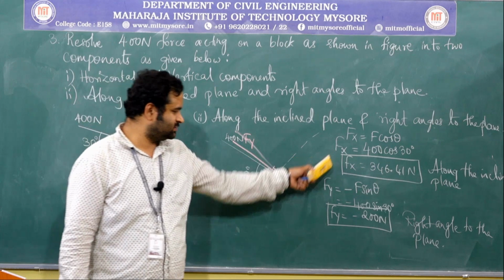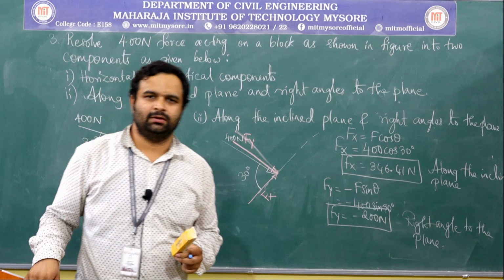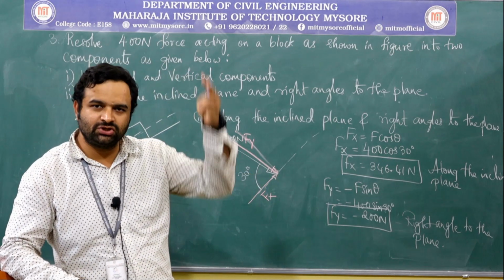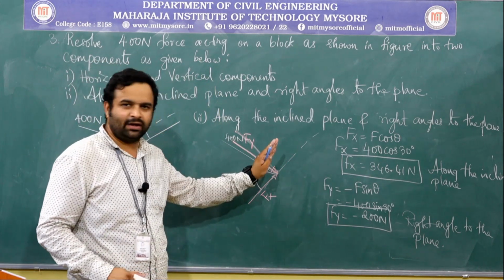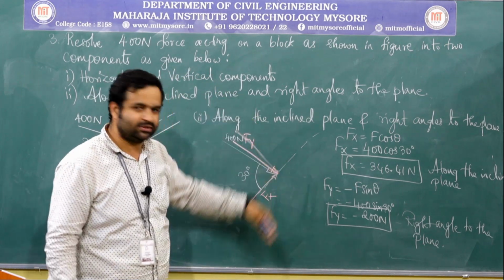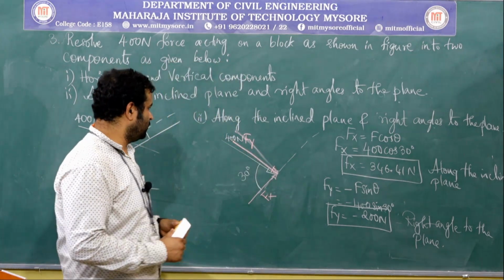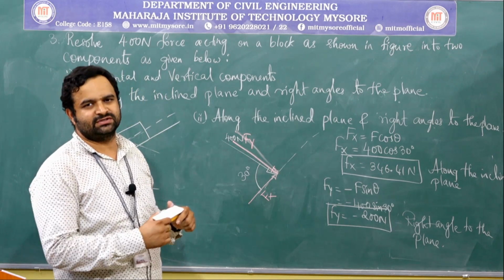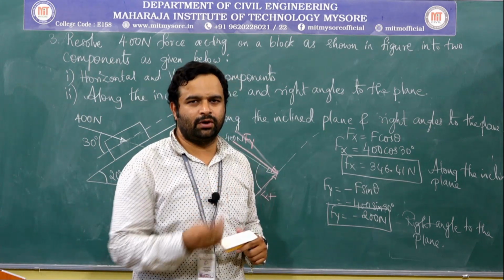So, this Fx and Fy is different than the previous Fx and Fy. In the previous case, Fx and Fy was the actual horizontal and actual vertical, but here the Fx is along the inclined plane and Fy is perpendicular to the inclined plane, or at right angles to the inclined plane. Okay? So, I hope you now have an idea about resolving the forces when the forces are acting on an inclined plane or an inclined body.